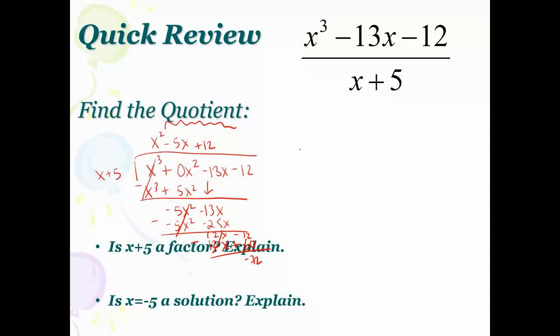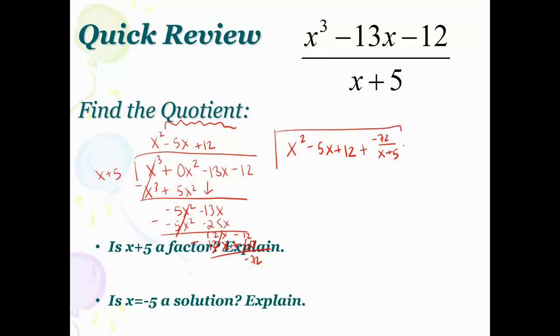So that did not divide evenly. So my quotient would be x squared minus 5x plus 12. And there's a remainder, right? So plus negative 72 over x plus 5. Remainder over divisor, right? So this right here is my quotient to what I was given.